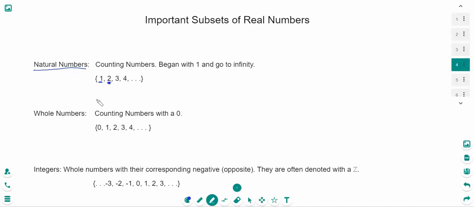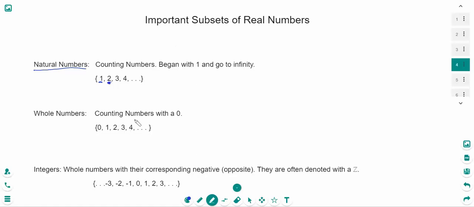If you're counting something, you really do need to know how to count from 1 to whatever it is that you're counting to, right? And that's what the counting numbers or the natural numbers are referring to. So it starts with 1 and it goes all the way up to infinity. Again, just counting by ones. All right, so pretty straightforward.